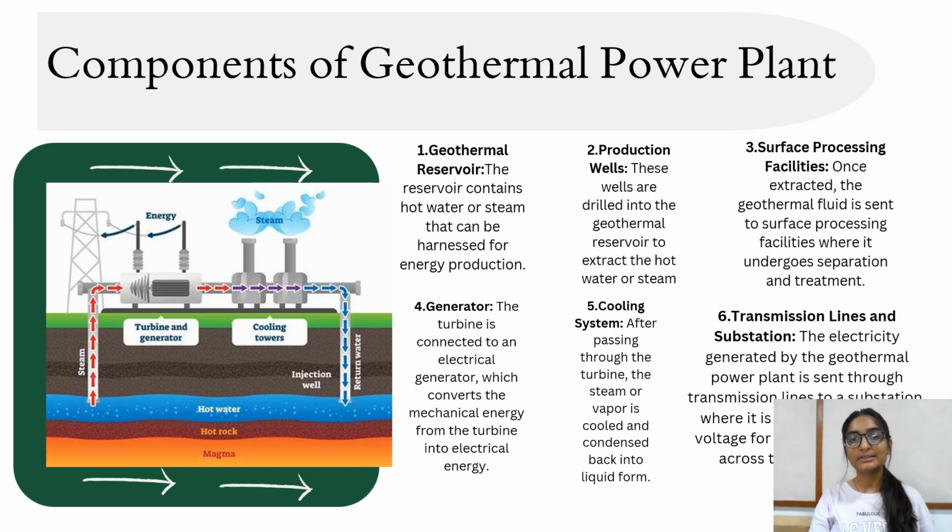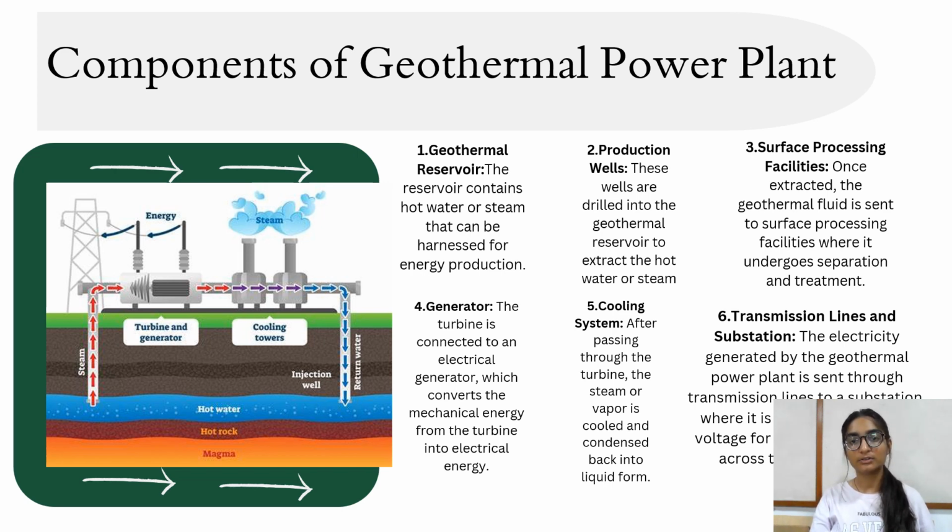The wells act as conduits, allowing the geothermal fluid to flow to the surface where it can be utilized for energy production. The electricity generated by a geothermal power plant is transferred through transmission lines to a substation. At the substation, the voltage of the electricity is converted to a suitable level for efficient distribution across the electrical grid. Surface processing facilities. Once the geothermal fluid reaches the surface, it is directed to the surface processing facilities.